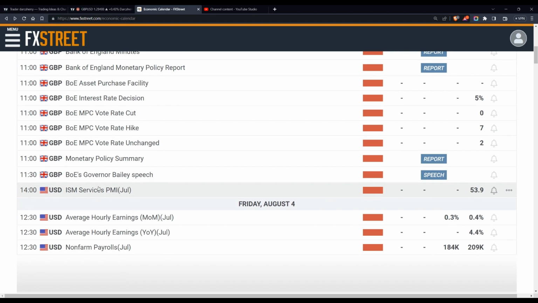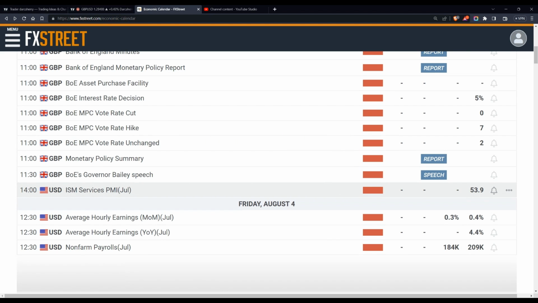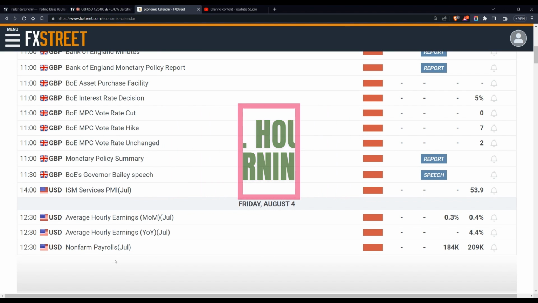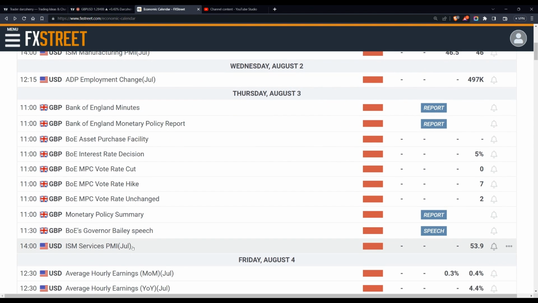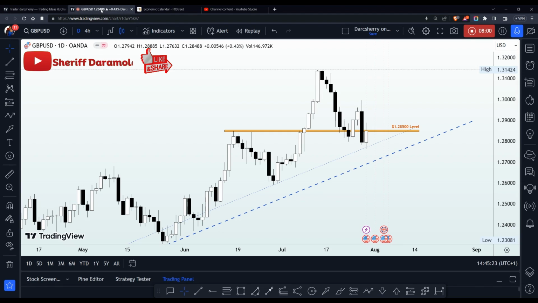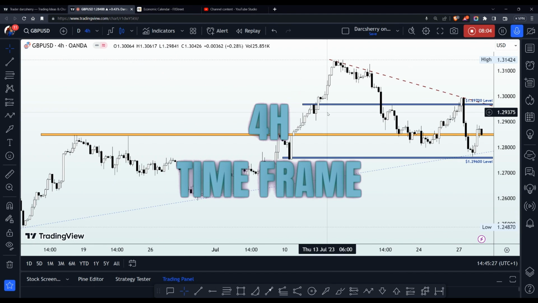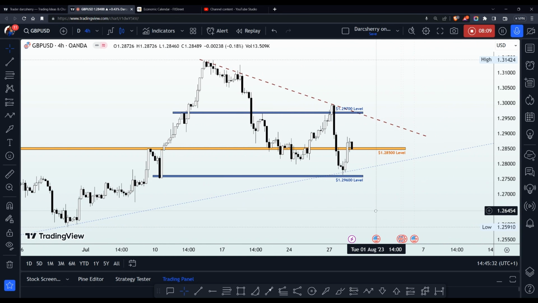Then on that same day, we have the ISM Services PMI from the US economic docket. And on Friday, we have the average hourly earnings and, of course, the non farm payroll. So these are very high impact events that everyone in the market will be looking forward to. And of course, the anticipation of these events will reflect on the chart as price action. So now diving right into the 4 hours time frame, where I was able to identify a setup that we can use to guide our trading activity.